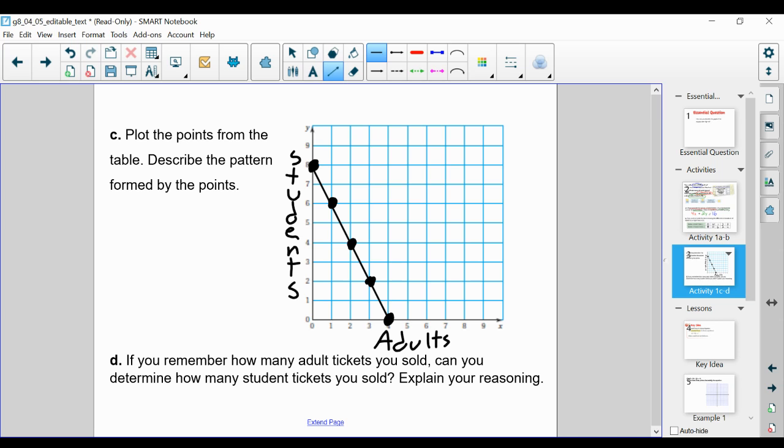We've been talking about slope-intercept form as being one major linear equation. But now we're talking about standard form, which is another type of linear equation. Because as we write the equation and we get some coordinate points, we can graph it and it's going to create a straight line. Now, if you remember how many adult tickets you sold, can you determine how many student tickets you sold? Please explain your reasoning in the box below.